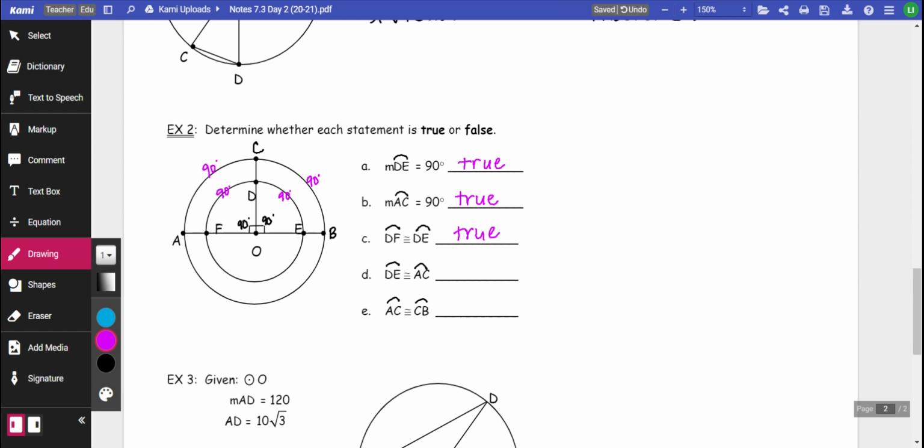Next, I have arc DE congruent to arc AC. This is false. It is false because while they both measure 90 degrees, they are not within the same or congruent circles.